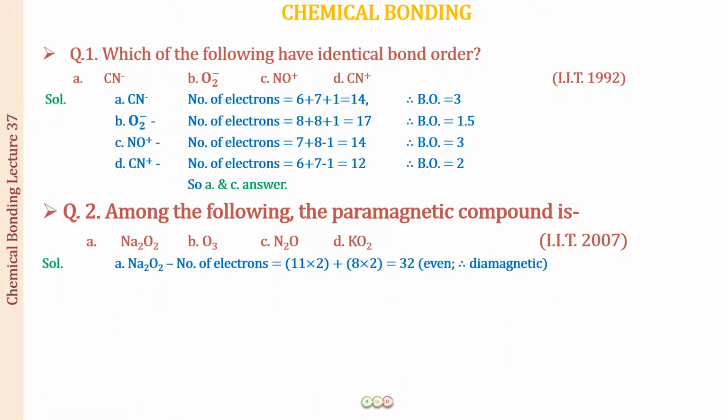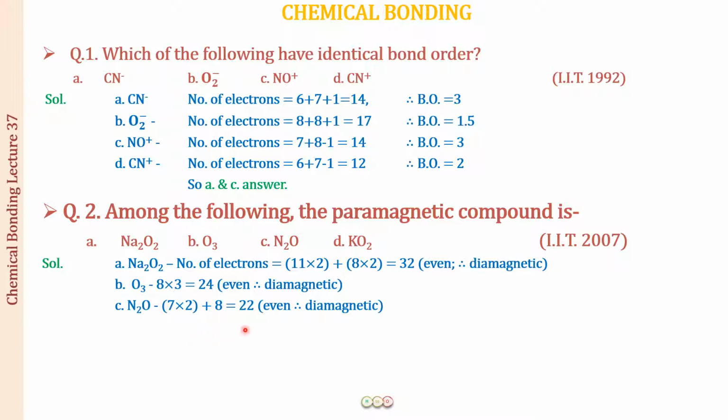Now let us quickly do that. Na2O2, when you total the number of electrons, comes up to 32, and 32 is an even number, so this is going to be diamagnetic. O3, the number is going to come up to 24, again even, so diamagnetic. N2O, this number is coming up to 22, even again, and diamagnetic. So the last choice left would obviously be paramagnetic, but let us check that also. KO2, when you total, the number comes up to 35. And yes, this is odd, so this is going to be a paramagnetic compound. So I hope the things are now relatively easy for you.